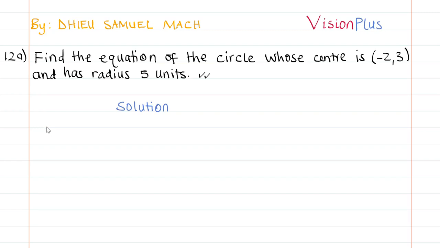In this question we are given the center (-2, 3), and we are given the radius of this circle as 5 units. I'm going to solve this using two methods. Method 1, which is the factorized form.